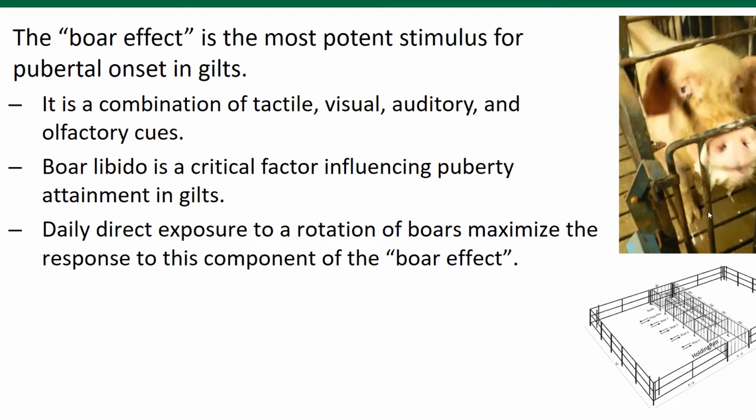He's chomping and foaming, and you can see all the foam right here. This is really important because this is where the salivary pheromones are, and it transfers from the boar to the gilt. This is why you need nose-to-nose contact for the stimulation of puberty. Boar libido is also a critical factor influencing puberty attainment in gilts. Sometimes I go onto farms, and you can see the boars that are used there are often the most docile boars, the quietest boars, but not necessarily the best boars for puberty stimulation.